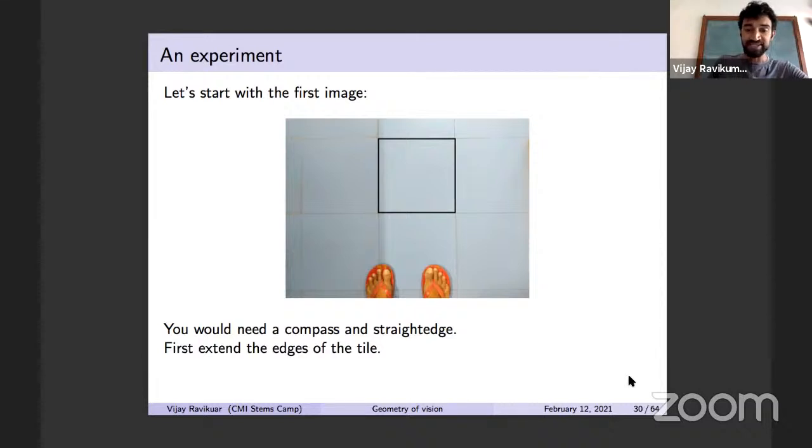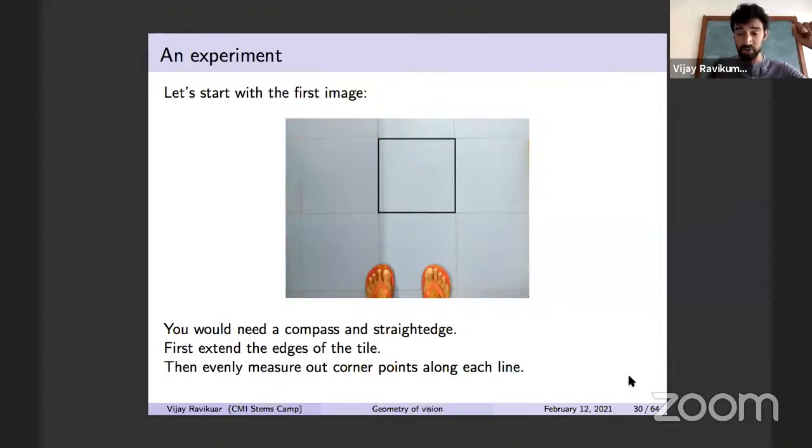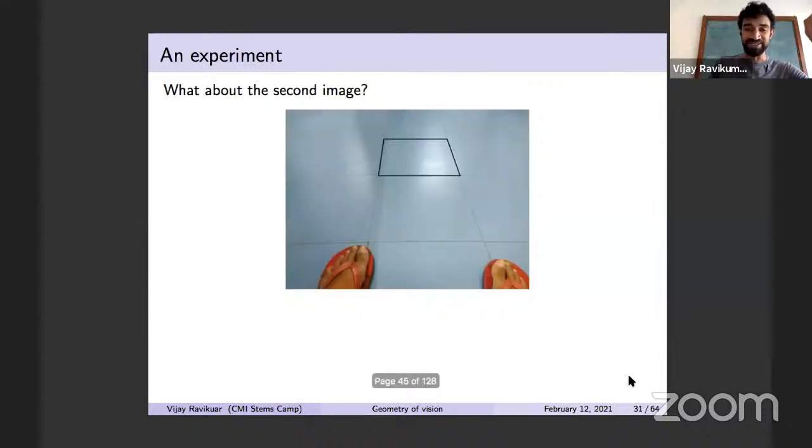You just extend the edges of the tile, evenly measure out corner points along each horizontal line and each vertical line, and then just fill in your grid. Connect the corners to form a grid. So it's a relatively easy task once you have your measurement device in place.